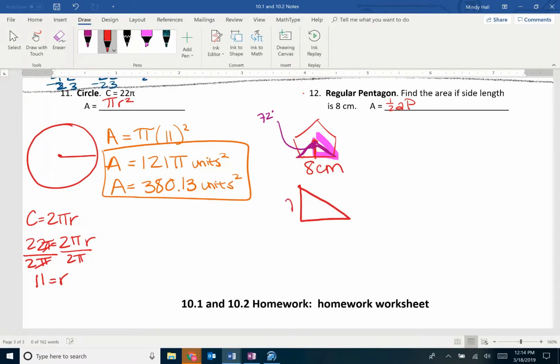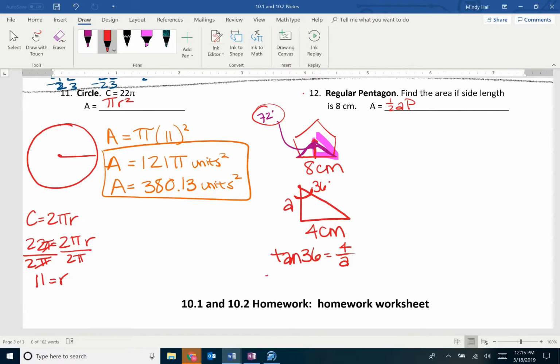This is going to be our apothem. And then this bottom side is half of your length, so it's going to be 4 centimeters. And then this angle up here is going to be half of this angle. So half of 72 is 36 degrees. So then you're going to be using trig. We have opposite and adjacent. So that is tangent of 36 equals opposite over adjacent.